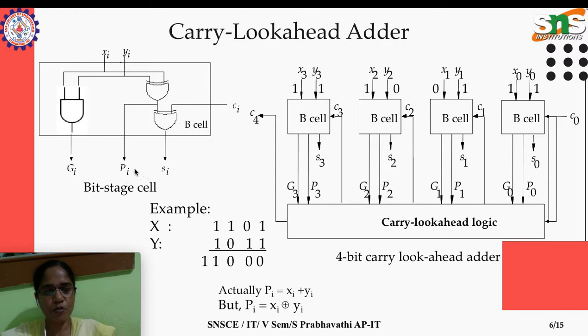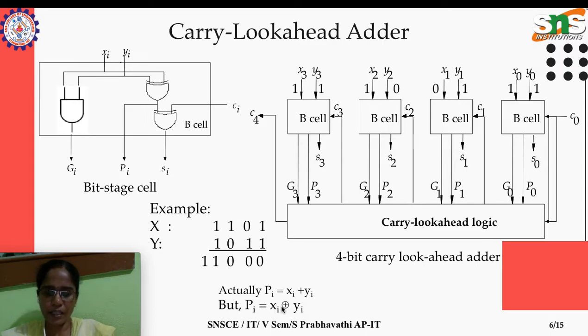If ci is set to 1 and we pass the XOR operation here, what will happen? Actually it should be xi yi. When xi is 1 and yi is 1 and the carry of the previous stage is also 1, pi will be set to 1 in this equation. But when we implement it with XOR, xi is 1, yi is 1, the output will be 0, because an even number of ones will trigger the XOR as 0. An odd number of ones will trigger the XOR as 1. So here the result will be 0.